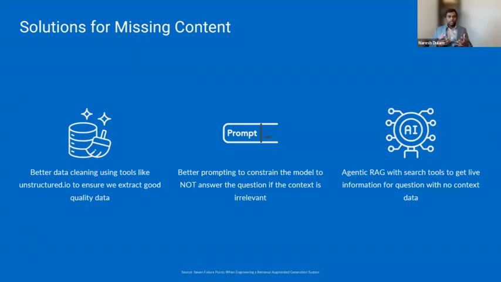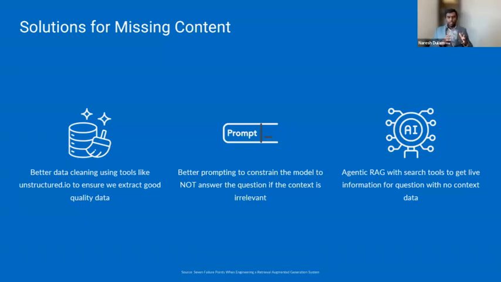There are various ways to solve this challenge, but these are the primary ways we can implement. The first one is better data cleaning, which goes by the garbage in, garbage out principle. If you have better quality data, then there is a better possibility of getting good embeddings for your data, and that will give you good results.